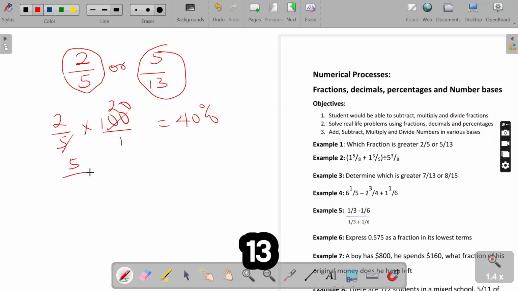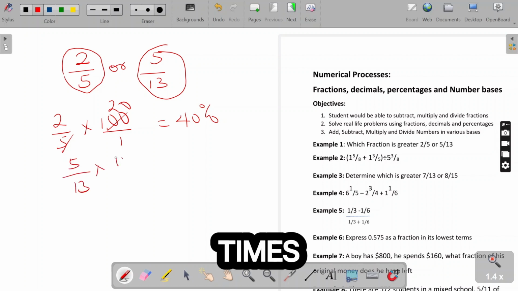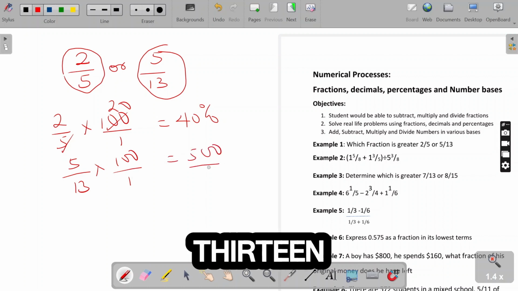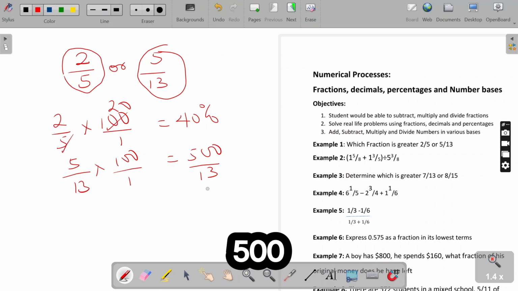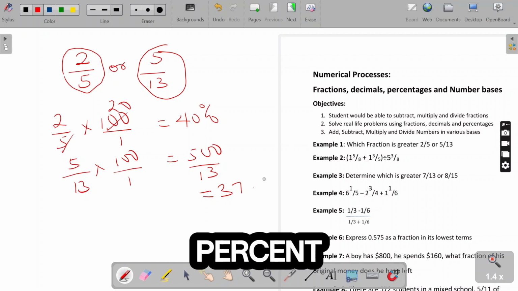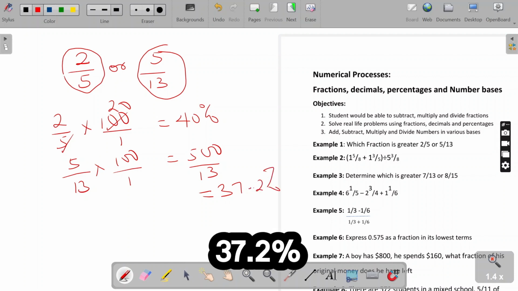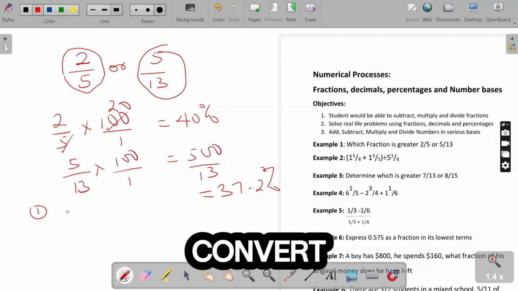And 5 over 13 times 100 over 1 gives us 500 over 13. What is 500 over 13? 13 goes in 500, that will be 3, and we left 11. 13 goes in 11 as 1 and 10. That will give us about 7. Yes, about 37 point something percent. Let's say 37.2%. So that is one approach. You can convert using percentage.